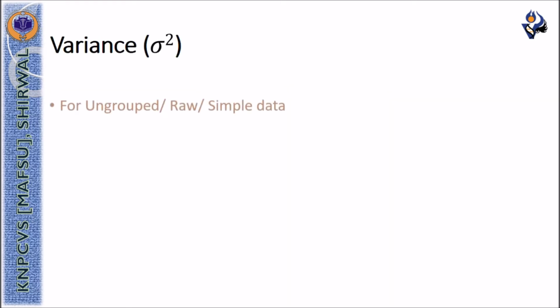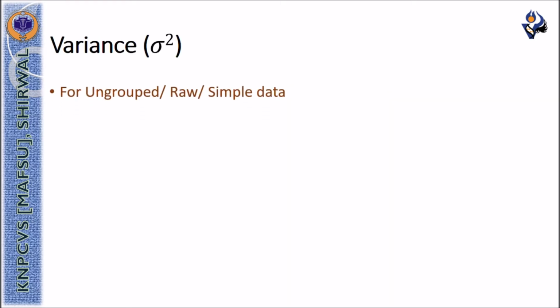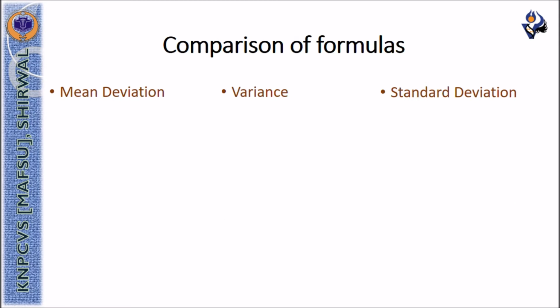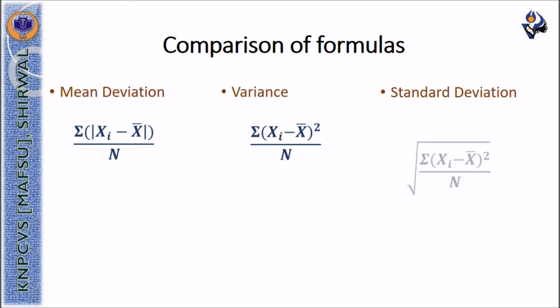The variance of the ungrouped or simple data is computed with the formula summation (xi minus x bar) square divided by capital N, and that of grouped or classified data is computed with the formula summation fi into (mi minus x bar) square divided by capital N. This slide denotes the comparison of the formulas of mean deviation, mean square deviation, and root mean square deviation.